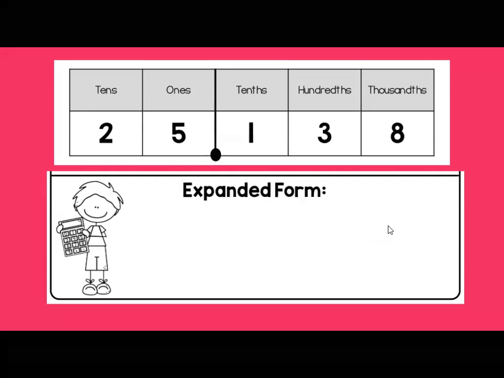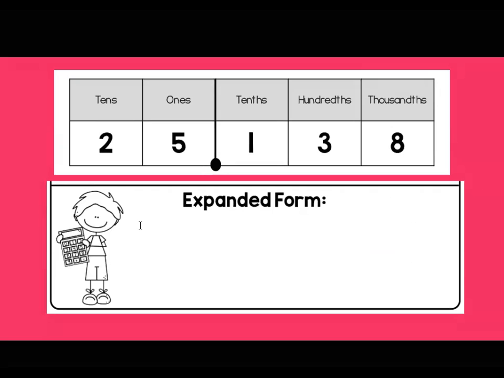Okay, so we're going to take this same number, 25 and 138 thousandths, and we're going to put it into expanded form. And we're going to look at it two different ways. So if we want to do it in expanded form, we're going to take it one place at a time, starting with our greatest place value. We have a 2 in the tens place, so the value of that number would be 20. And then we want to put our plus sign. We have a 5 in the ones place, so it has a value of 5.